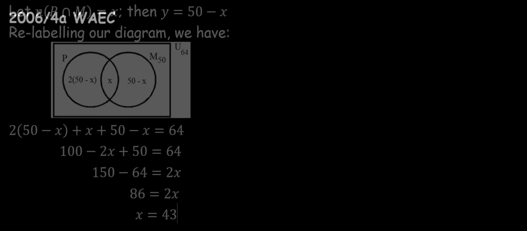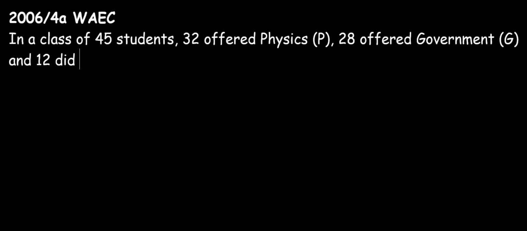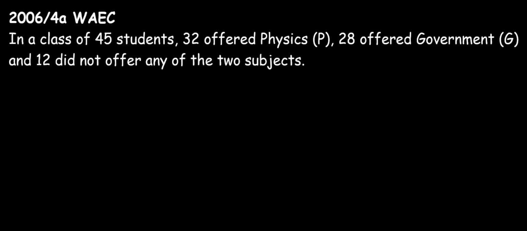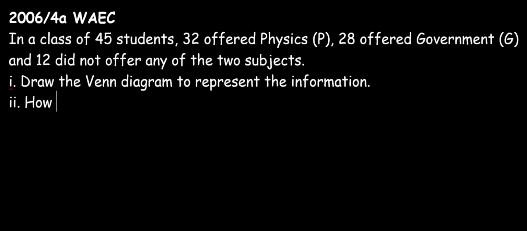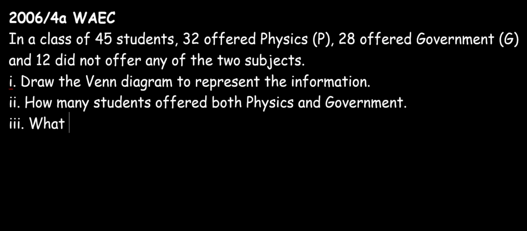Another example. In a class of 45 students, 32 offered physics, P, 28 offered government, G, and 12 did not offer any of the two subjects. I. Draw the Venn diagram to represent the information. II. How many students offer both physics and government? III. What is the number of P union G?